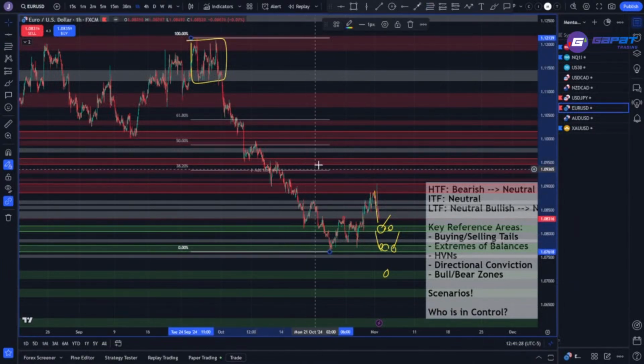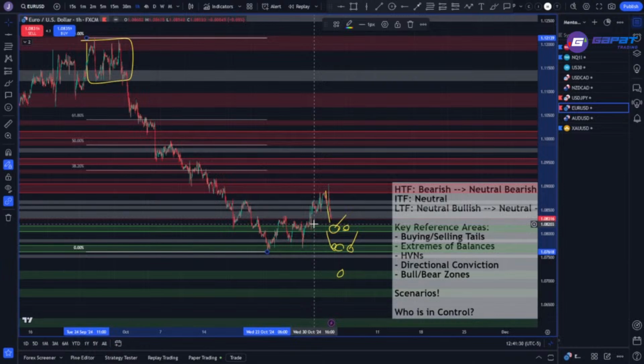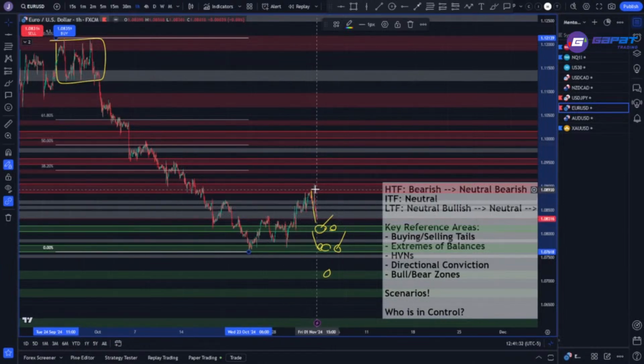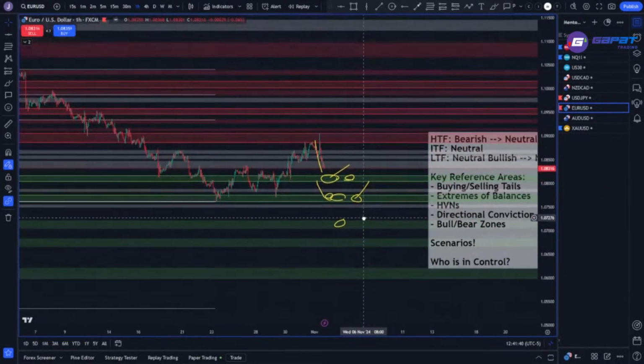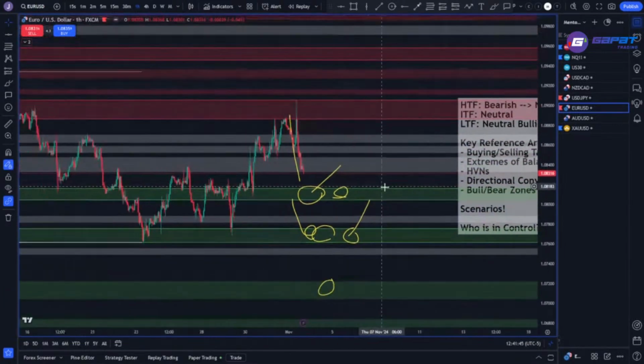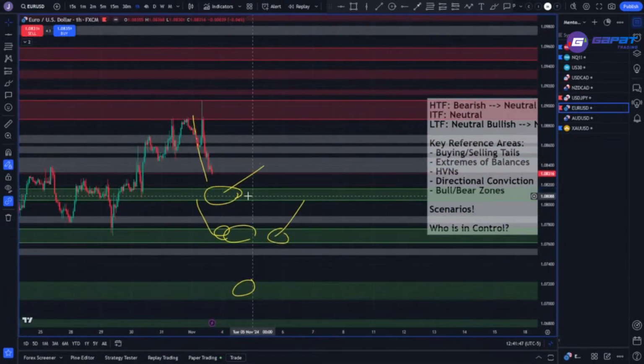We could see a larger pullback into one of the higher time frame locations. But this is telling us potentially that we're very aggressively selling if we can't even pull back up to these better resistance areas. Do you guys have any more questions on the euro dollar? Nope. All right. I will move on.